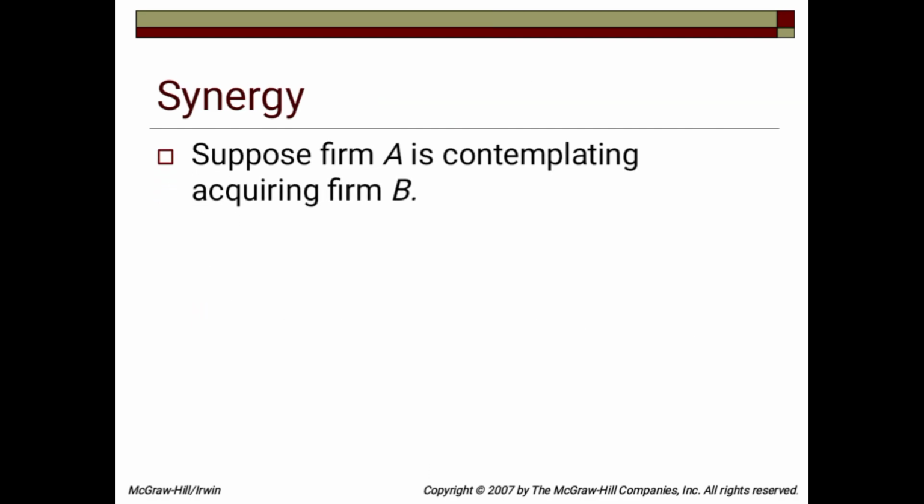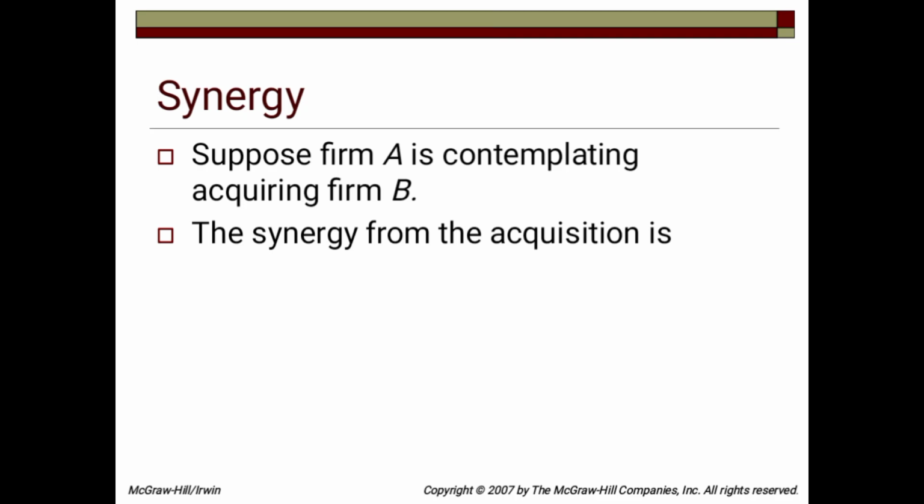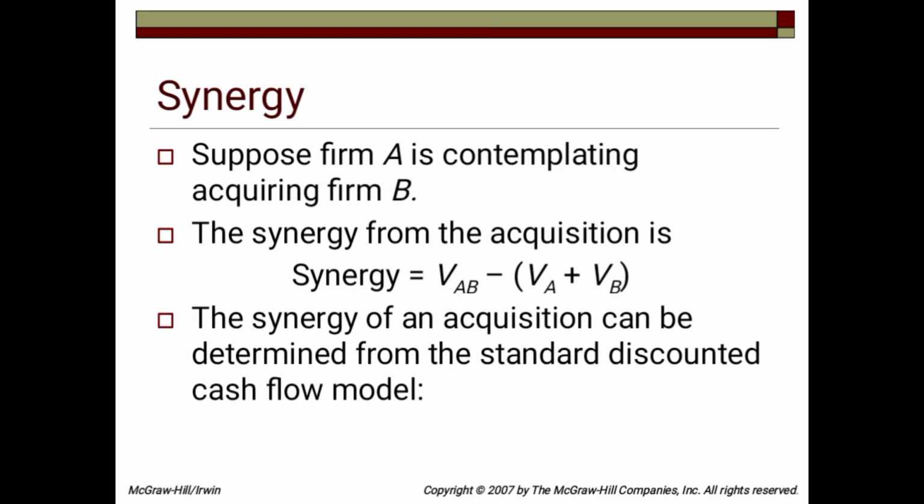Synergy. Suppose firm A is contemplating acquiring firm B. The synergy from the acquisition is equal to V_AB minus (V_A plus V_B). The synergy of an acquisition can be determined from the standard discounted cash flow model. Synergy is equal to the sum over t of ΔCF_t divided by (1 plus r) to the power t.